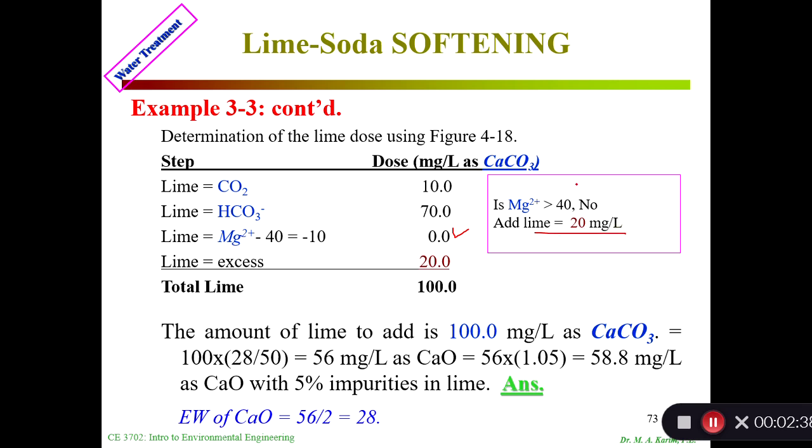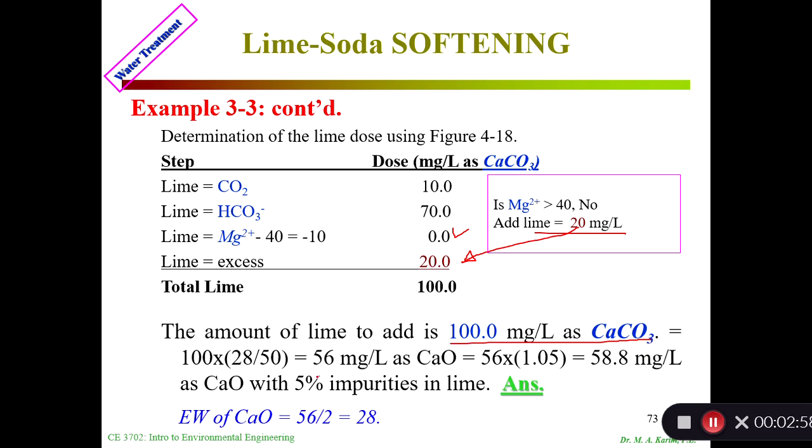This part comes from the flowchart that I showed you before. The excess lime is 20, which means this 20 is coming over here. So the total is 100. The amount of lime to add is 100 milligram per liter as calcium carbonate.